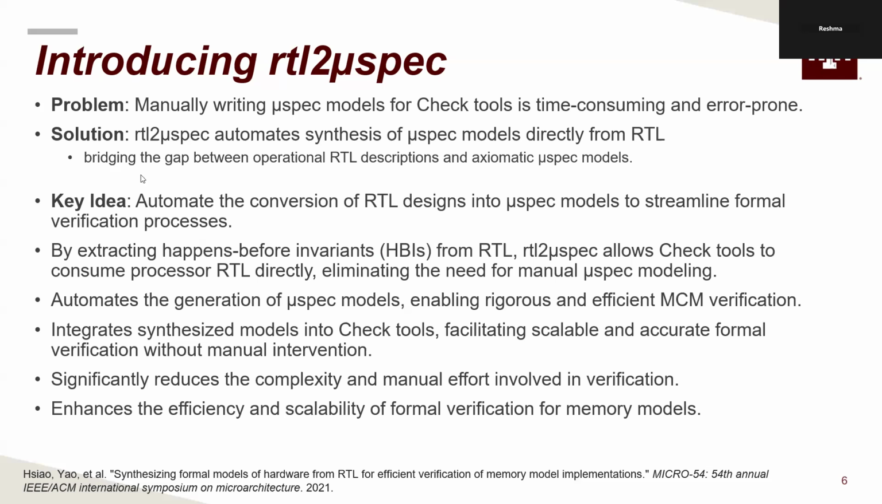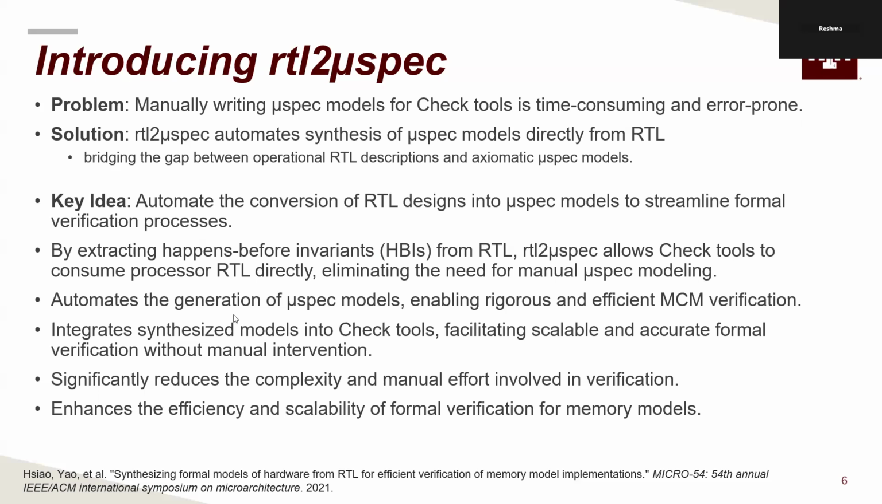The main idea of this RTL2 microspec model is that it extracts happens-before invariants, the HBIs, that we are going to discuss in detail in the coming slides. So these HBIs are extracted from RTL, which define how the instructions interact over time. These HBIs are then used by the check tools to verify whether the processor behaves correctly. How does this help? This model basically speeds up the verification process, making it scalable for complex designs. It works smoothly with existing check tools, ensuring thorough and efficient verification of the memory consistency models, which in turn reduces the manual effort.